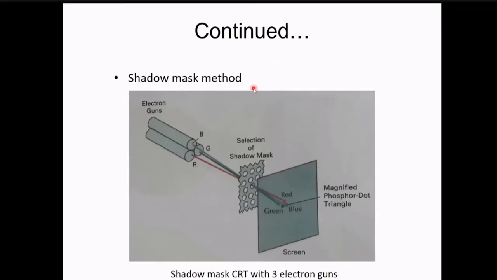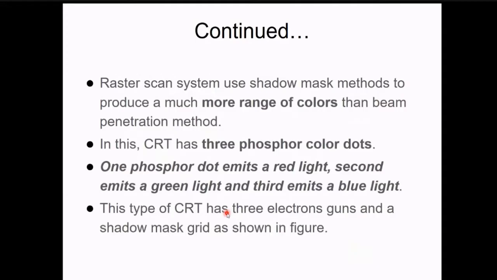What you have to remember is the limitation of the beam penetration technique, where it was only able to produce 4 colors. But now if we want a multiple range of colors, then we have to use shadow mask techniques. So a larger range of colors can be produced with the help of this. And while processing, it is using the raster scan system. Raster scan system and random scan system should be clear to you now.